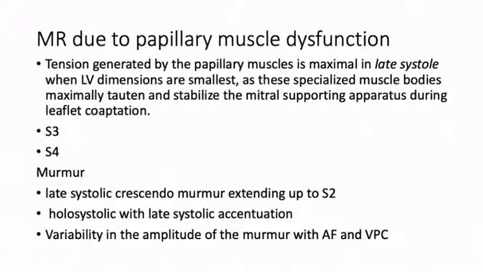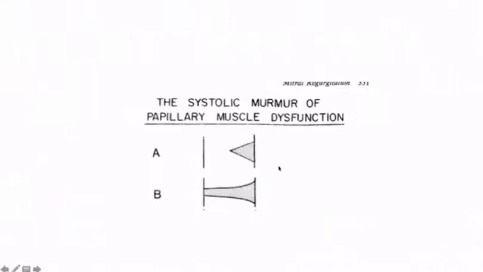And even this has a few exceptions, like if the patient is having atrial fibrillation or VPCs, there are changes in LV volume also. This also will have an effect on the coaptation. So the amplitude of the murmur also varies in these patients with atrial fibrillation or VPCs. So in a patient with papillary muscle dysfunction, there is a systolic accentuation mostly in the late phase of the systole.